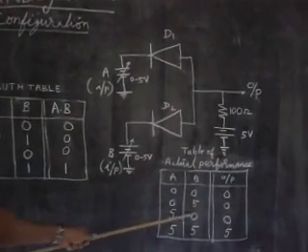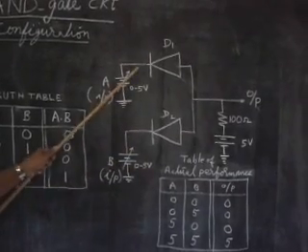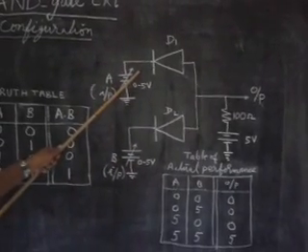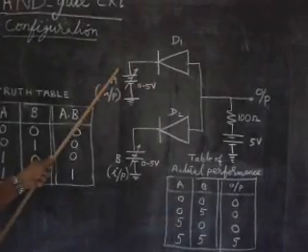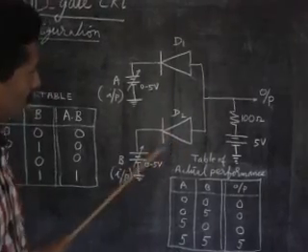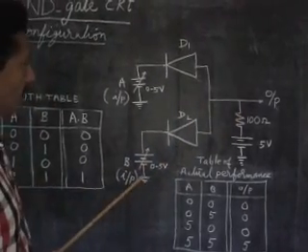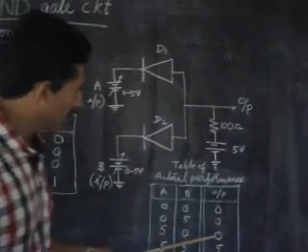Then A equals 5 and B equals 0. A equals 5, this is reverse biased, this is forward biased. So the output voltage is the ground voltage, 0 appears here.